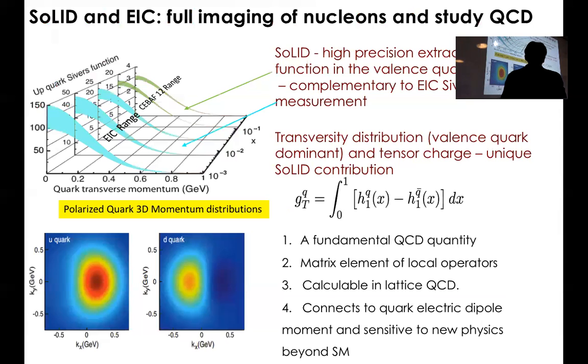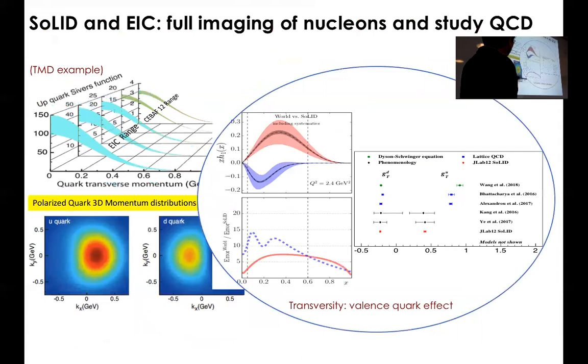There's another quantity, the transversity distributions. This is more valence-like. SoLID can do a really nice job. We improve by an order of magnitude the transversity distributions, and we'll be able to get the tensor charge to very tiny error bars, which is one of the fundamental quantities that already have very nice predictions. And there seems to be a little bit of tension for the u quark transversity tensor charge.